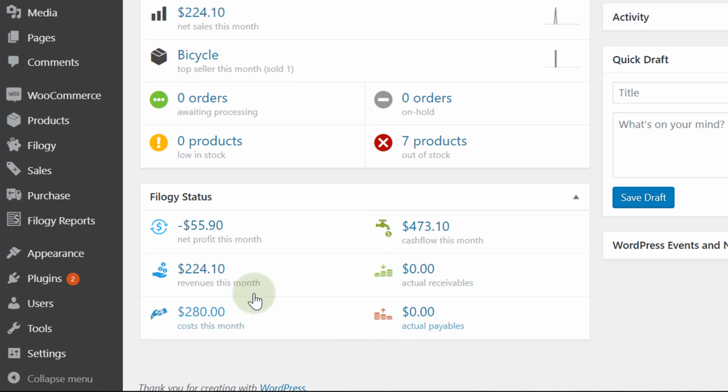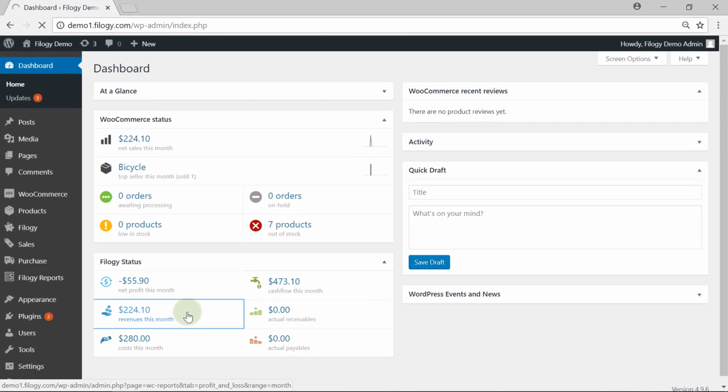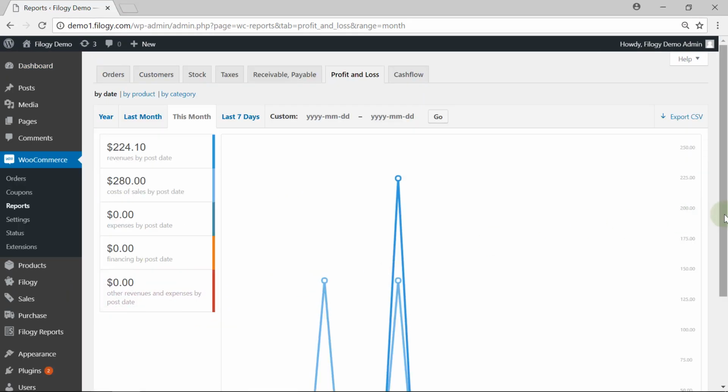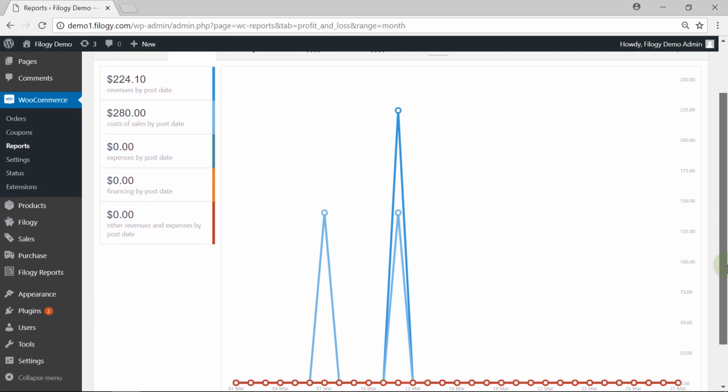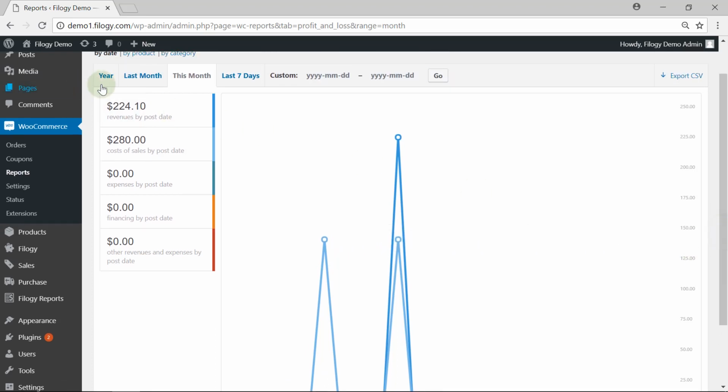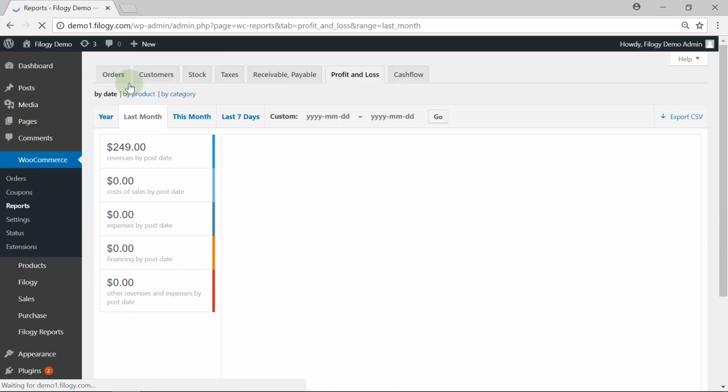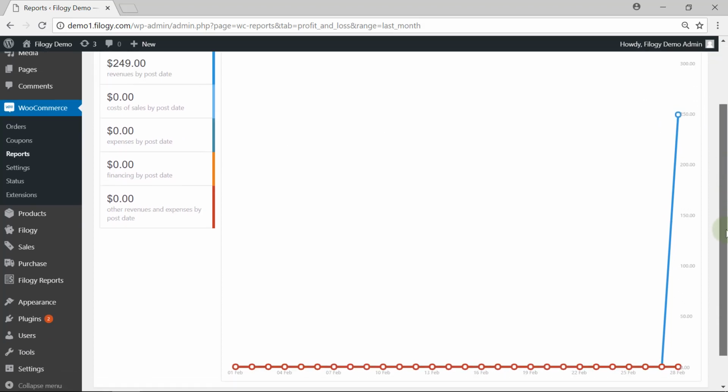Let's look at an example. I'm clicking on the revenue. You can see that you have $224 revenue and $280 cost in this month, so it looks like you have a loss. The graph shows the daily values. But go back to the previous month. You can see that you had $249 revenue because you issued an invoice at that time, but you have no cost. So, looking at the 2 months together, including the last month's revenue, you've got a pretty good profit.